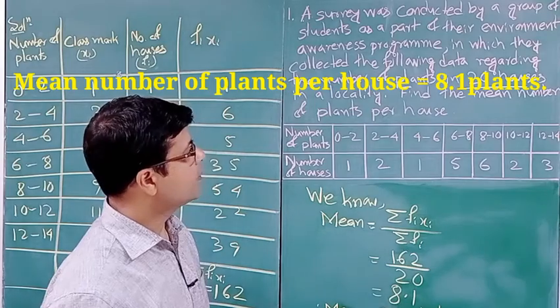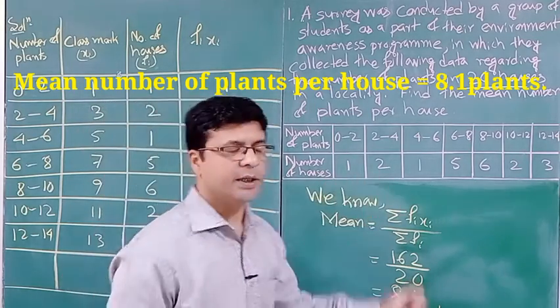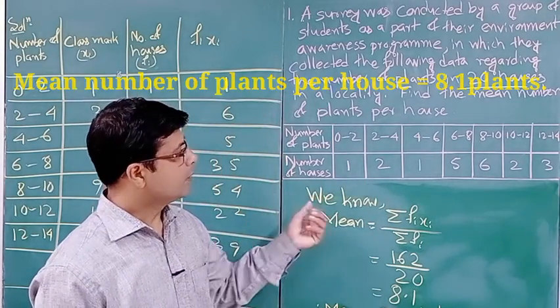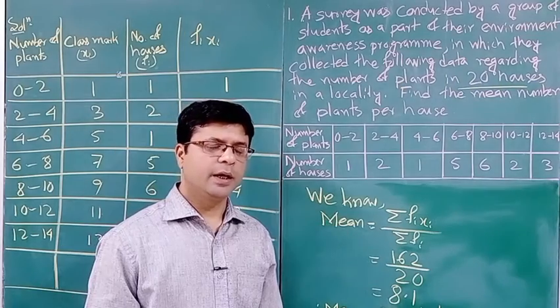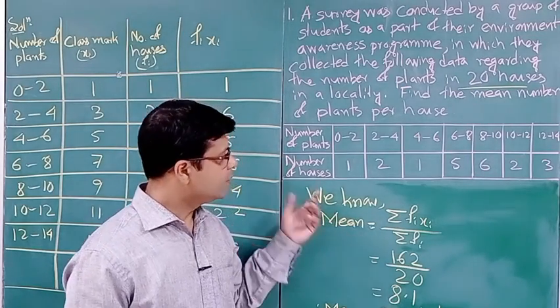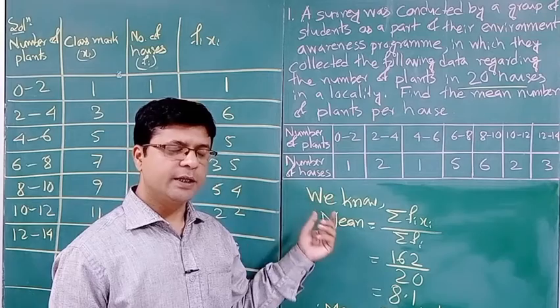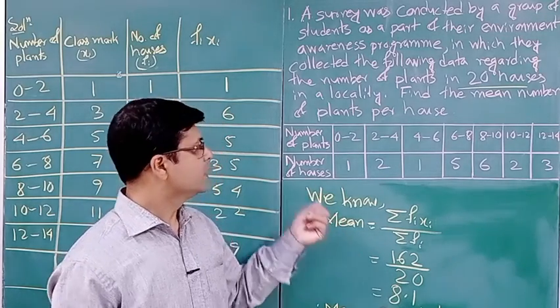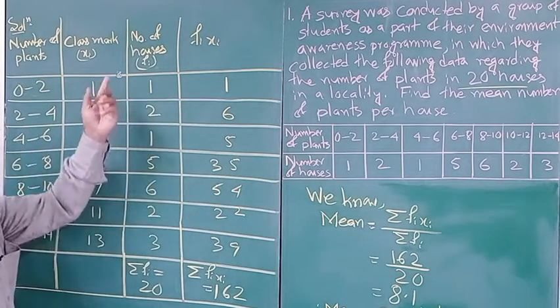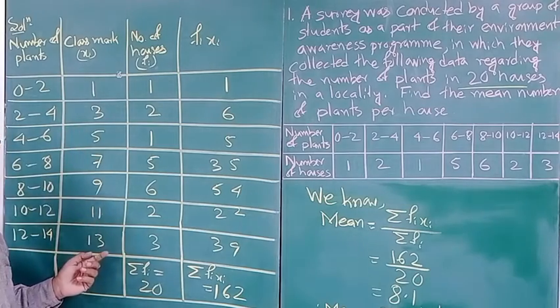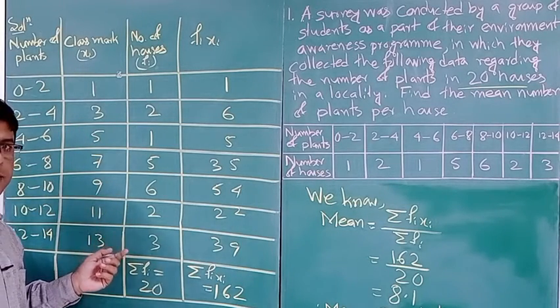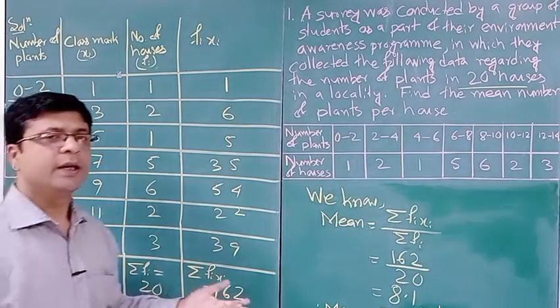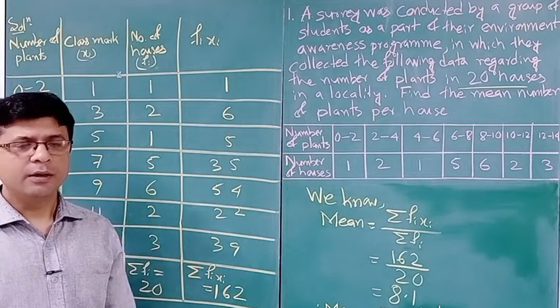Now there is a second part of the question which I have not written here: which method have we taken and why? Here we have adopted the direct method because the values of fi and xi are small. If those values are large, then only we go for the assumed mean method or the step deviation method.